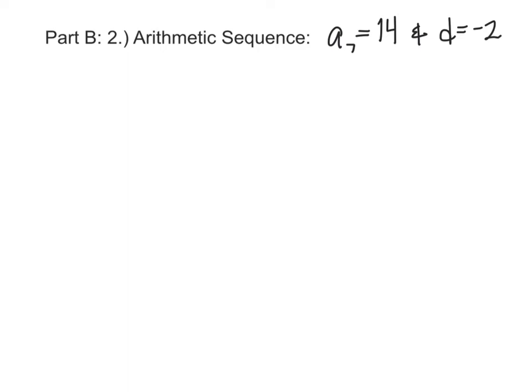Now let's have the arithmetic sequence be one in which the seventh term is 14 and the common difference is -2. So if we want to find out what the sixth term is, since the common difference is -2, that means we're adding -2 for each successive term. But going backwards would mean that we're subtracting -2. So we're going to start with 14. Instead of adding -2, I'm going to subtract -2. And that'll give me 16.